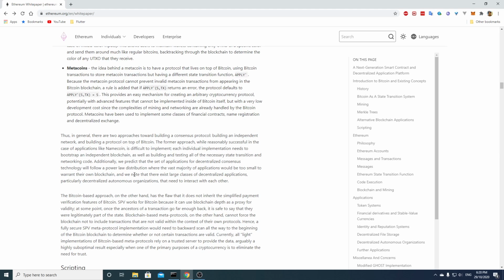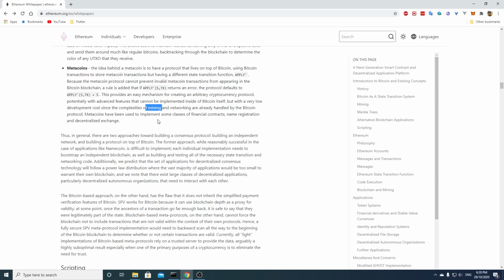Thus, in general, there are two approaches toward building a consensus protocol: building an independent network and building a protocol on top of Bitcoin. For the longest time, people preferred to build on top of Bitcoin because you avoid all the difficulty of implementing a network and mining, and also with the mining, you have all this hash power that actually secures your network for free, between quotes, because it's already securing the Bitcoin protocol. It's going to secure your own protocol on top too.